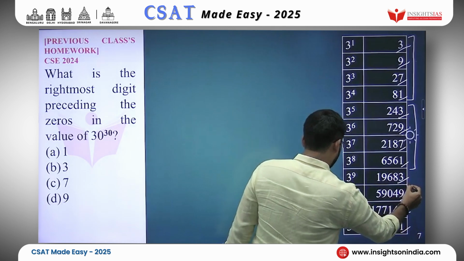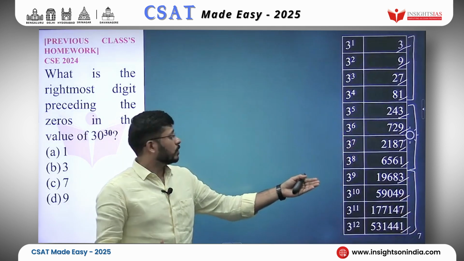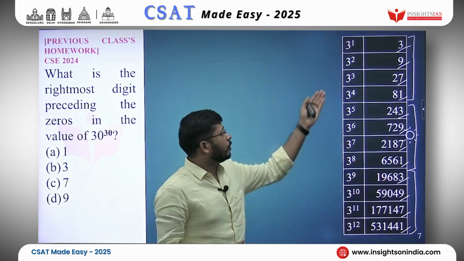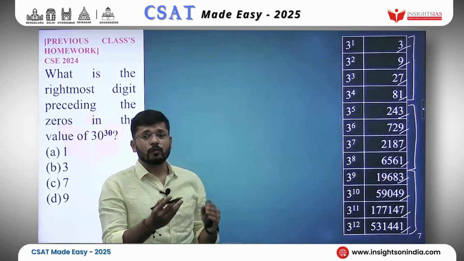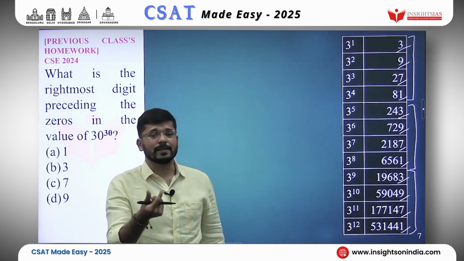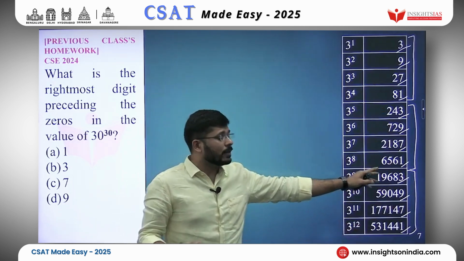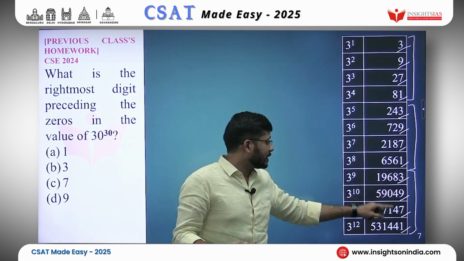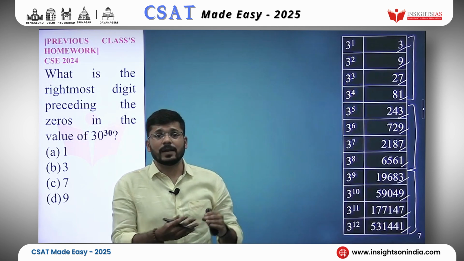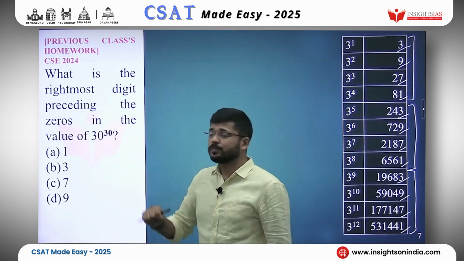So the last digit of any number ending with 3, when you multiply it with itself, the last digit of the product will be cycling 3, 9, 7, 1, 3, 9, 7, 1, 3, 9, 7, and the cycle length is 4. We will use this concept to answer this question.